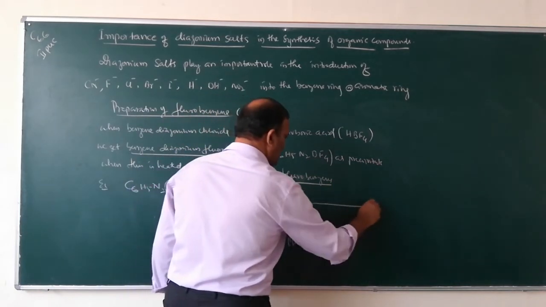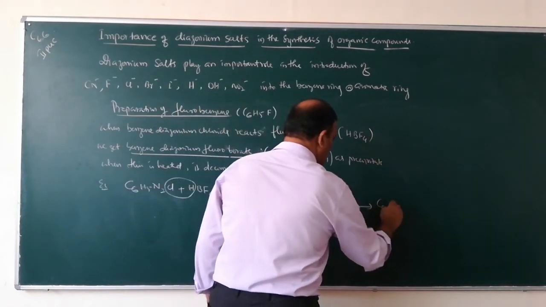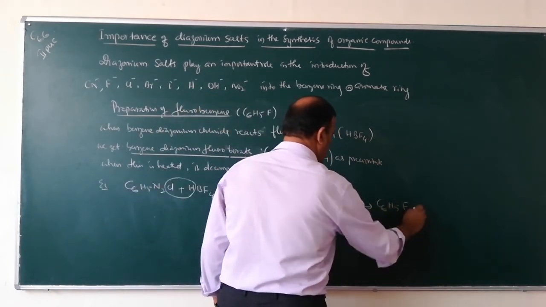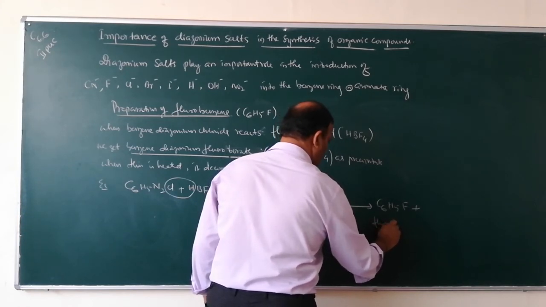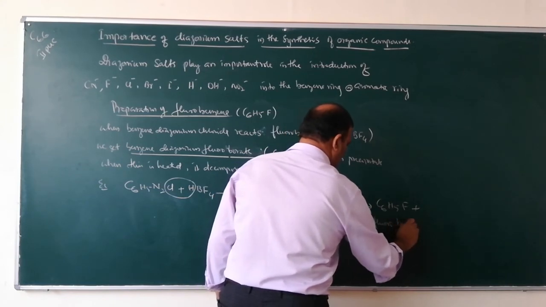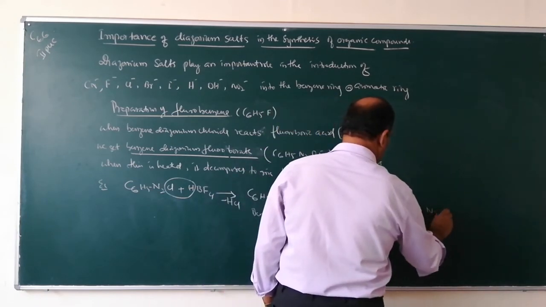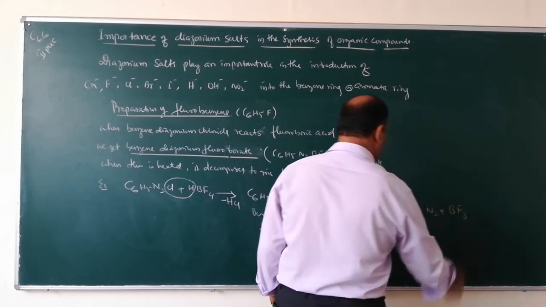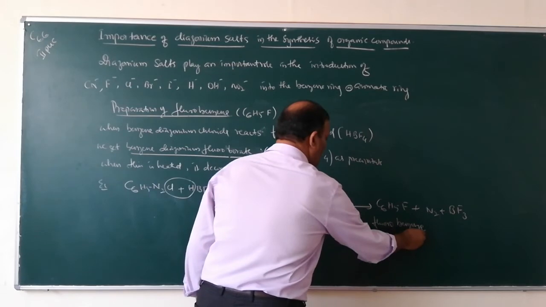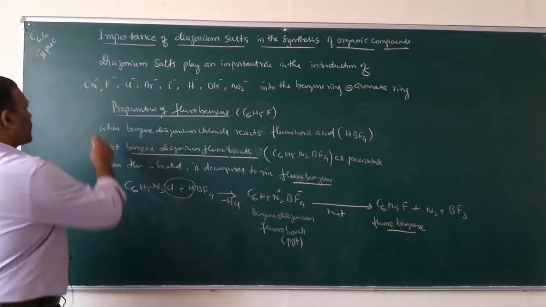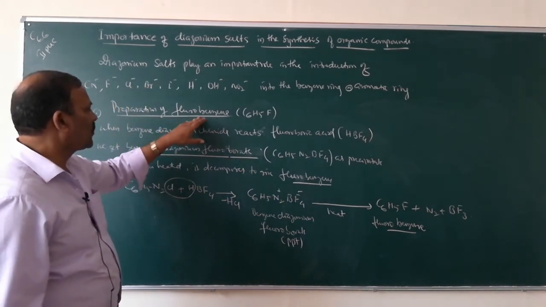So when this is heated, it decomposes to give C6H5F, this is fluorobenzene, plus N2 plus BF3. So this is how you can get fluorobenzene. So this is one of the applications of benzene diazonium salt, preparation of fluorobenzene.